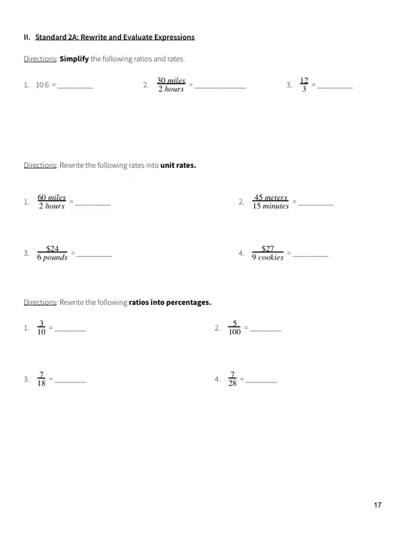On this page, you are going to answer questions under Standard 2A. For the first 3 questions, you need to simplify the following ratios and rates. All right, so this is the same thing as simplifying a fraction. We have our 30 miles to 2 hours and our 12 to 3. Now here you can see, oh, that's not a fraction. How am I supposed to simplify that?